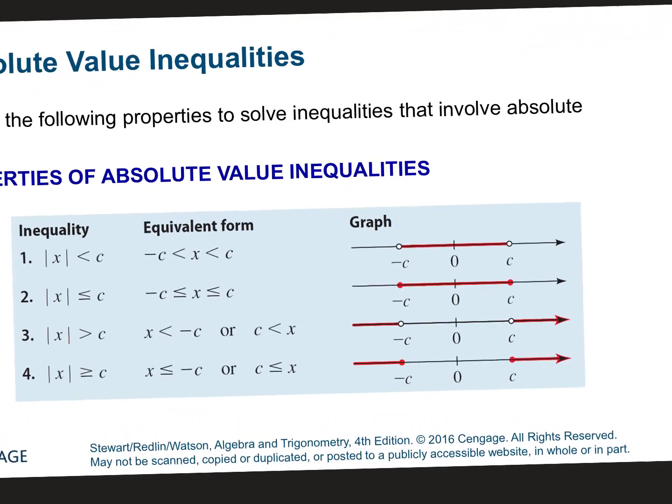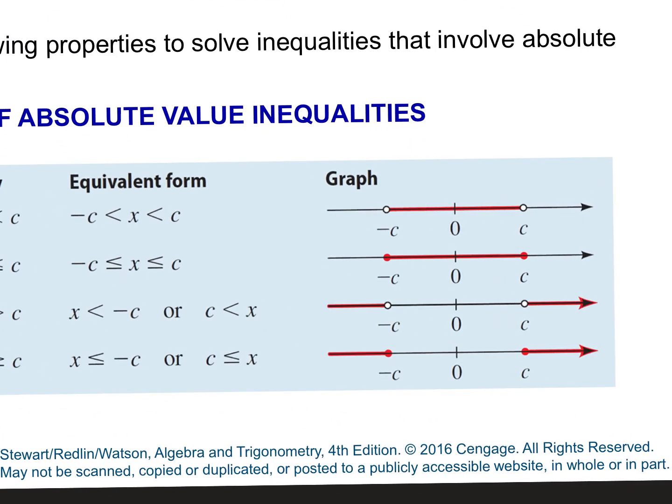All right, remember, if you have less than or less than or equal to, we're going to color in the middle, like the first two. If you have greater than or greater than or equal to, you're going to color on the outsides. Remember, if it's closed in, it has the line underneath. And if it's open, it's because it's not greater than or equal to, right?